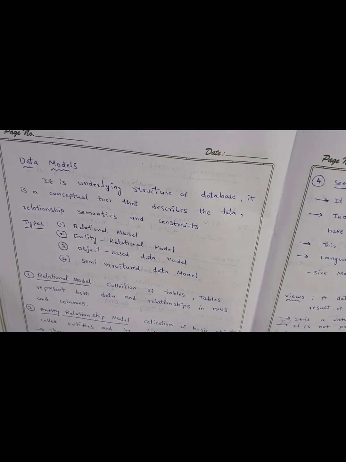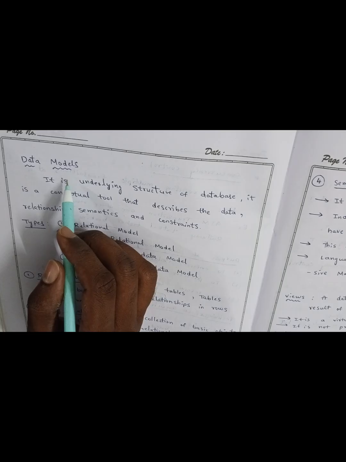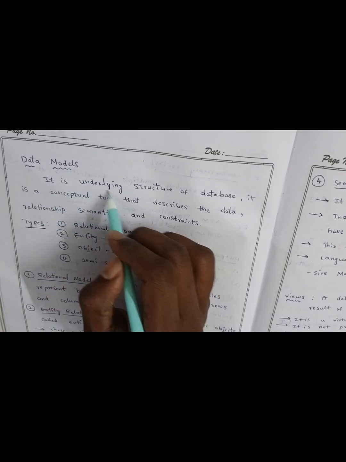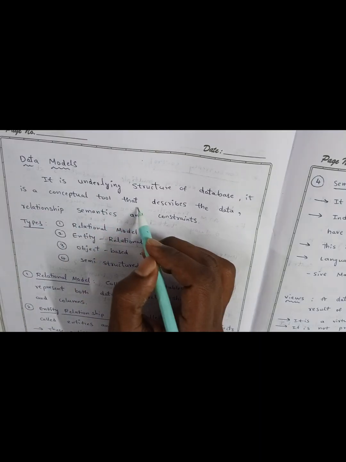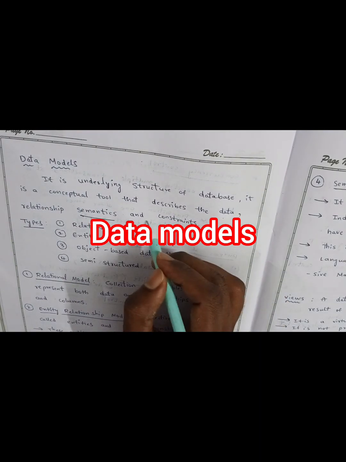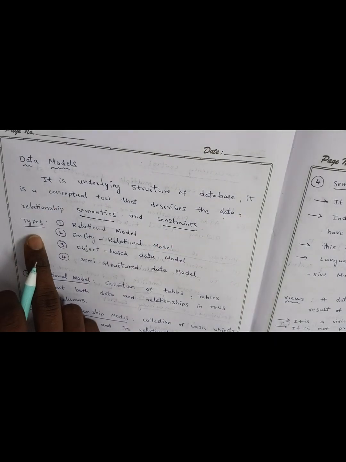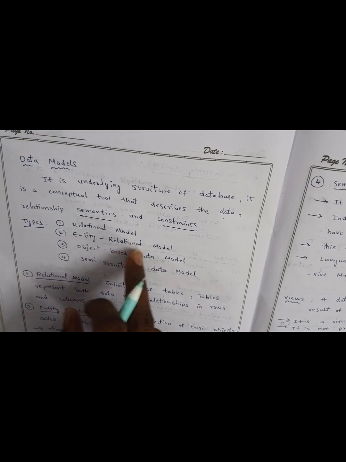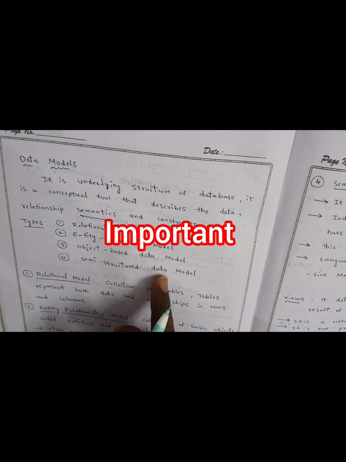Hello guys, let's see the important topic, that is data models. It is the underlying structure of a database. It is a conceptual tool that describes the data, relationships, semantics, and constraints. The types of data models: relational model, entity relationship model, object-based data model, semi-structured data model. These are the four types.